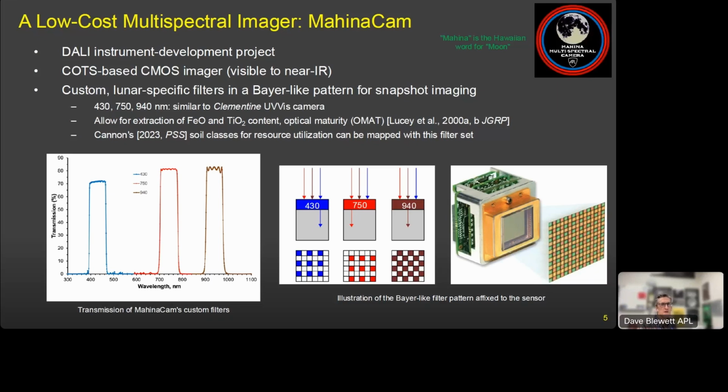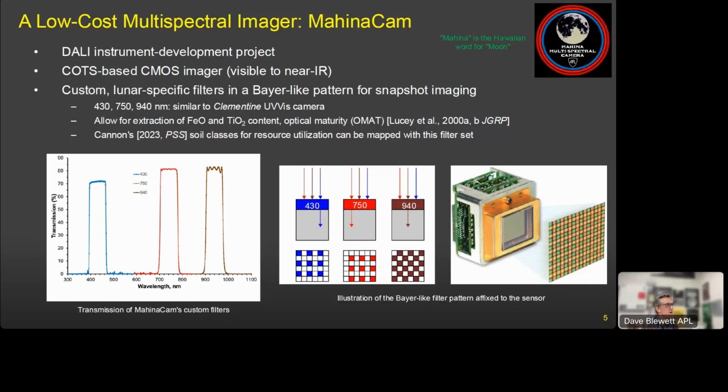That filter set allows for extraction of iron and titanium content, as well as the optical maturity parameter using algorithms that were developed by Paul Lucey and his co-workers. And I'd also point out that last year, Kevin Cannon defined a set of soil classes for resource utilization. And those soil classes can be mapped with this filter set. And the transmissions of those filters are seen there on the lower left. You can see how they're narrow and spaced at the key lunar wavelengths, unlike those typical overlapping RGB filters that you saw in an earlier slide.